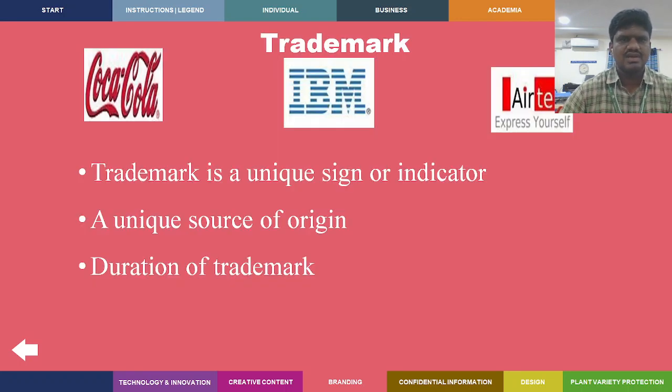For example, if you see here, these are the examples: Coca-Cola, IBM, Airtel, VI. All these are trademark symbols. Apple. There is some duration.